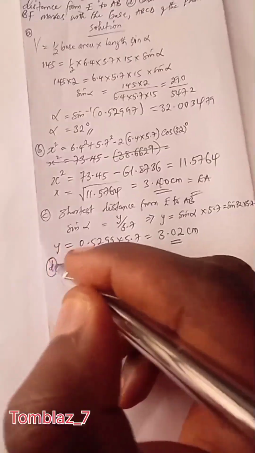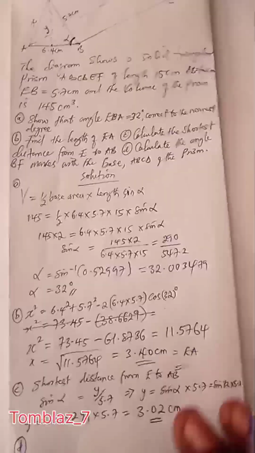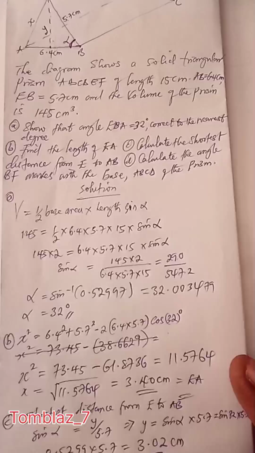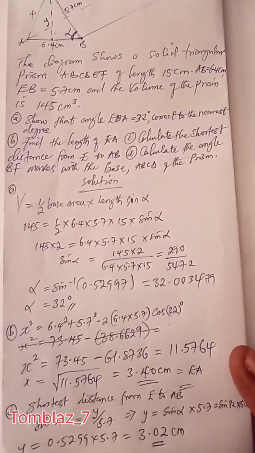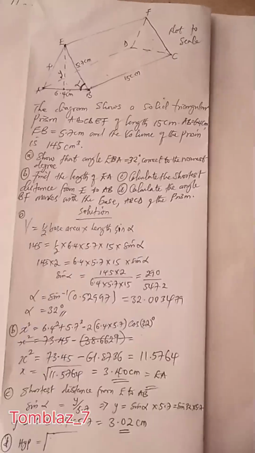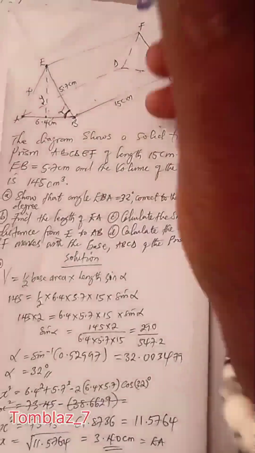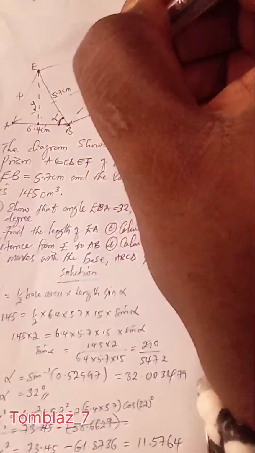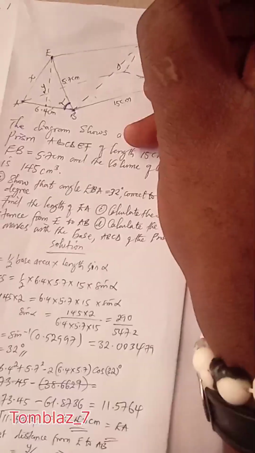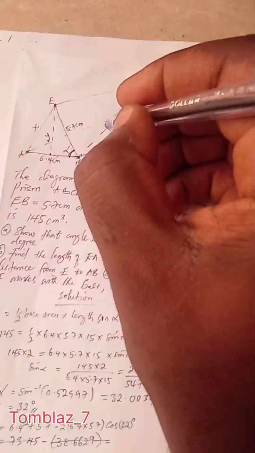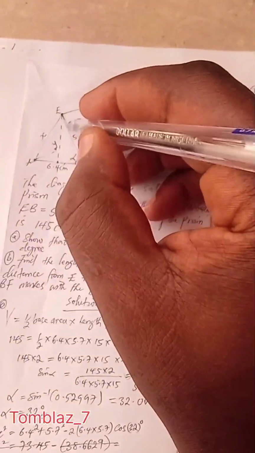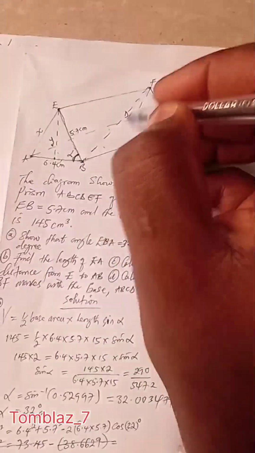Then D, the last but not the least, they say we should calculate the angle BF makes with the base ABCD of the prism. So for this side, they say the base angle, the angle that BF makes. If I trace this side like this and I want to find this angle, you can see that this length and this length are related to this length, right?